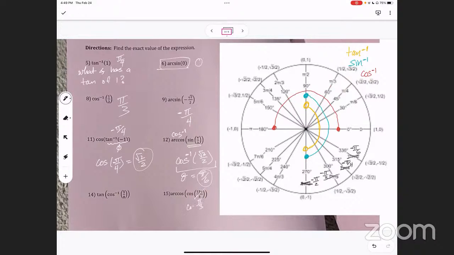What's the cosine of pi over 3? 1/2. And hey, what angle has a cosine of pi over 3?